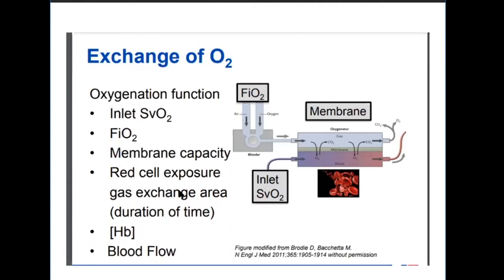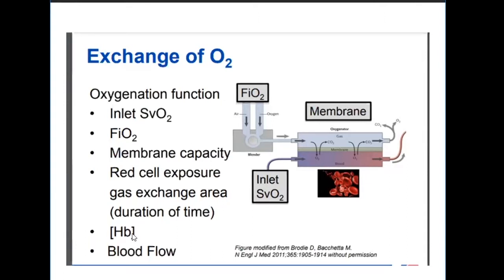Red cell exposure is very important. Higher the hemoglobin, more and more chances of getting better oxygenation. And blood flow is also an important factor: higher the blood flow, more chance of oxygenation. So remember that a high SvO2 means better oxygenation, FiO2 means better oxygenation, membrane capacity is fixed. Every membrane has got a fixed capacity, and beyond that they cannot oxygenate. Higher the hemoglobin, better the oxygenation, and blood flow.